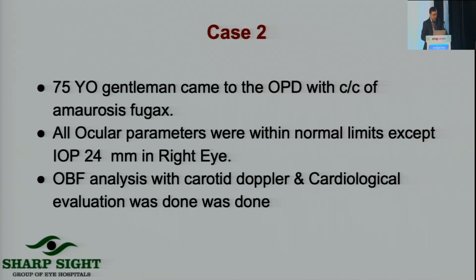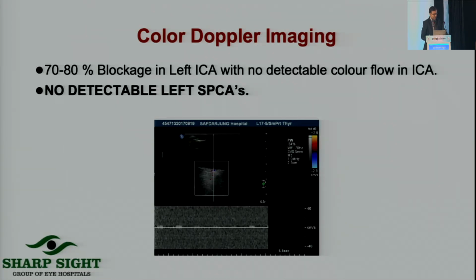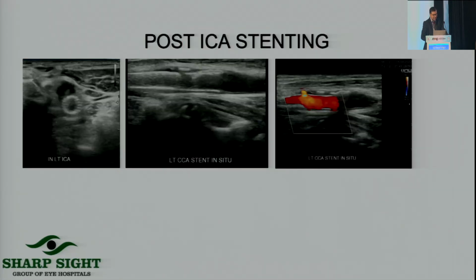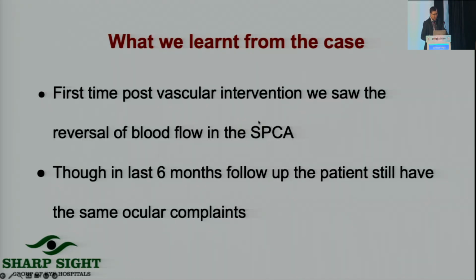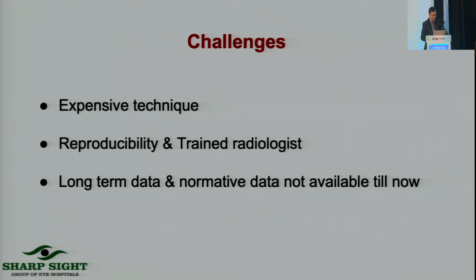everything was almost okay. We went ahead with the ocular Doppler, and there were no detectable left short posterior ciliary arteries. Here again, in the internal carotid artery, there was a plaque and a blockage. Stenting was done, and post-stenting, when we did the ocular Doppler, we could get some flow in the short posterior ciliary arteries. To the best of my knowledge, this is the first case where we have seen that after vascular intervention, the patient had some flow in the SPCAs, but the problem is that the patient is having the same ocular complaints even after that.